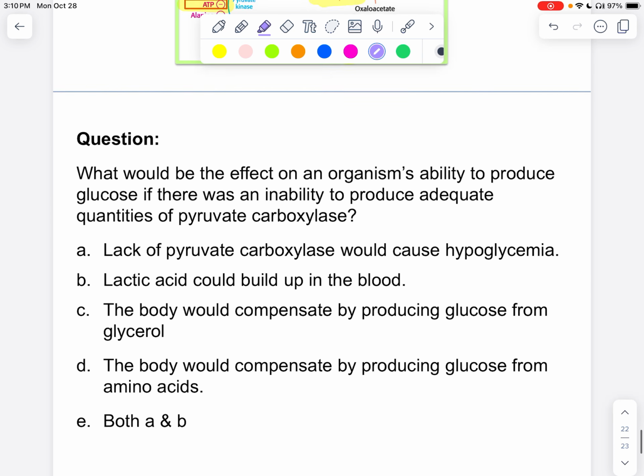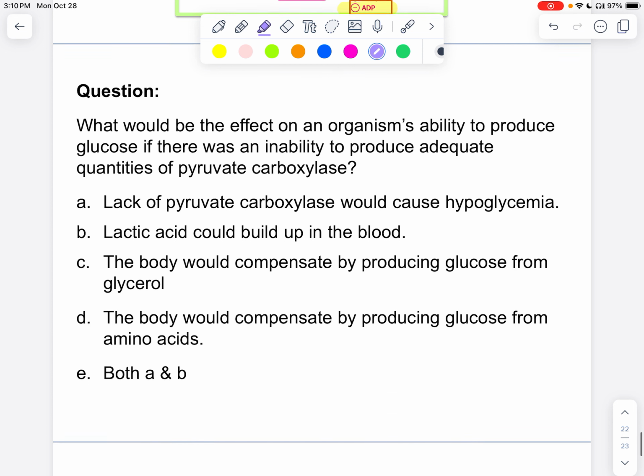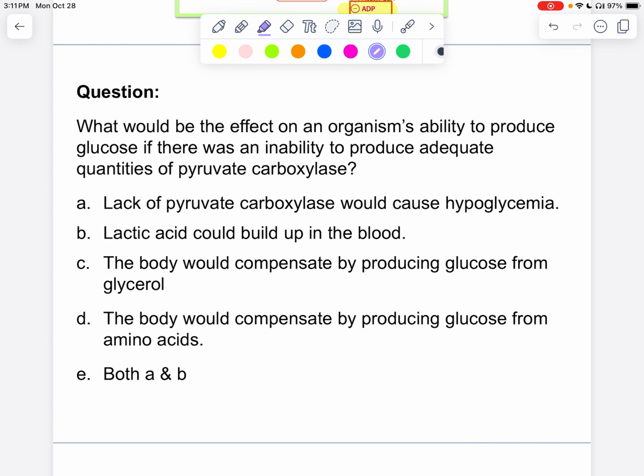And we want to know what possible things would be. So let's think about them step by step. If we could not make pyruvate carboxylase, would that cause hypoglycemia? Definitely, if the person hasn't eaten recently, this is the very first step in forming glucose from pyruvate. So if we can't do that, we can't bring our blood glucose levels back up. So definitely I would say yes, that one is likely to occur.